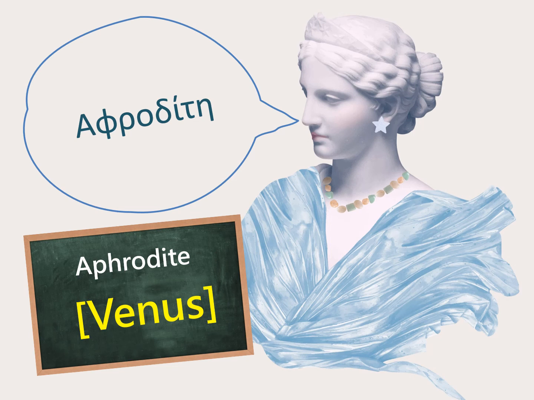Let's recall the goddess in the first page. She is the goddess of love and beauty. You're right, her name is Venus. But Venus is her Roman name. And what's her Greek name?